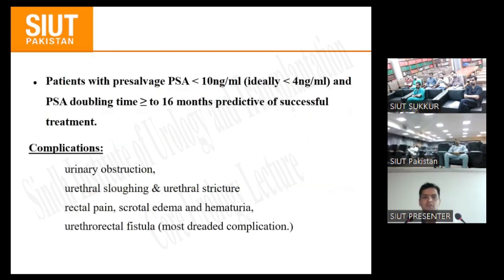Patients with pre-salvage PSA less than 10 nanograms per ml, ideally less than 4, and PSA doubling time equal to or more than 16 months are predictive of successful treatment. Complications in cryotherapy include urinary obstruction, urethral sloughing, urethral stricture, rectal pain, scrotal edema, hematuria, and urorectal fistula, the most serious complication.